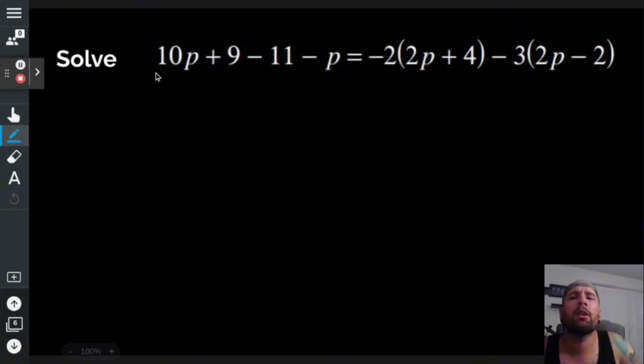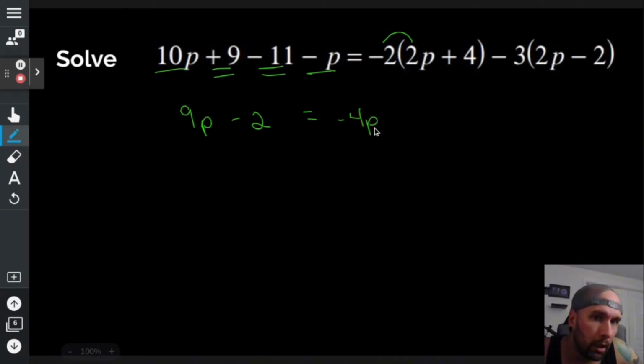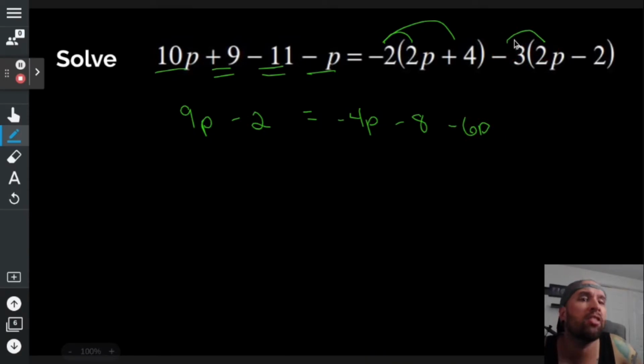On the left side, we can combine like terms. 10p take away 1p is 9p. 9 minus 11, never forget, is negative 2. On the right side, I have two distributive properties. Negative 2 times 2p is negative 4p. Negative 2 times positive 4 is negative 8. Distributive property again. This is not 3. This is negative 3 times 2p, which is minus 6p. And again, this is negative 3 times negative 2, which is positive 6.